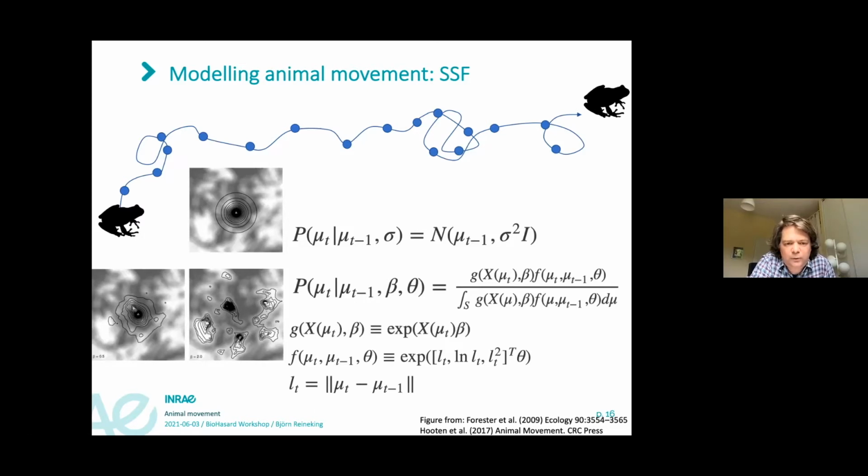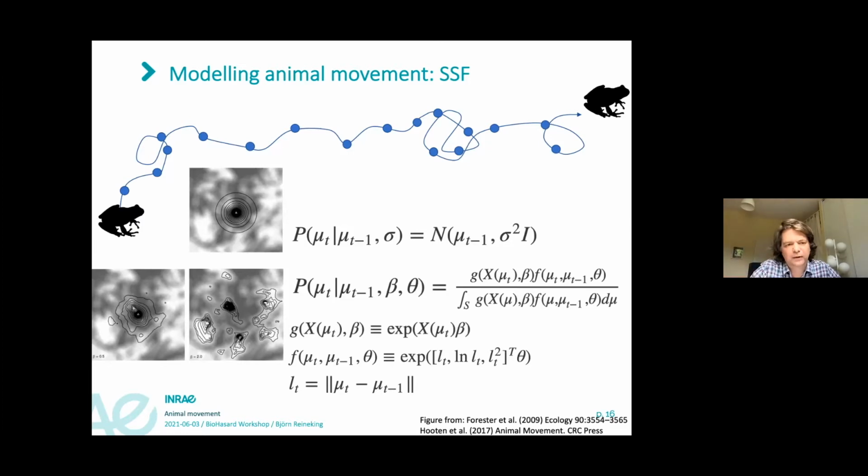In practice, we choose log linear functions for the way we relate the environment to the selection. So g of x is the exponential of x times beta, and the function for the movement kernel is also the exponential of some linear combination of distances, or functions of distances, with some parameters theta. What that then gives is shown to the left, where we see for increasing values of beta how the probability density of the next position changes and becomes more and more centered around the high habitat quality areas.